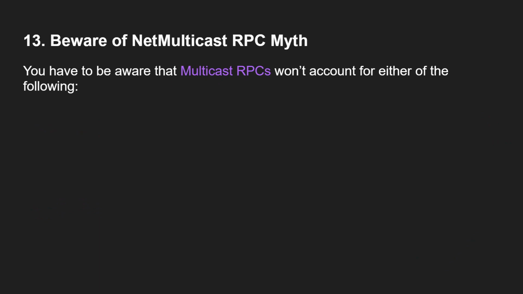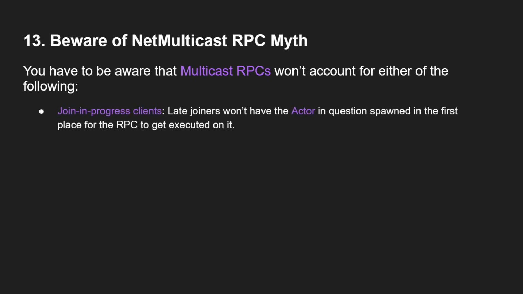Okay, so you have to be aware that net multicast RPCs won't account for either of the following scenarios. The first scenario we've already come to mention is the join in progress clients. So if your game supports late joiners, the actor in question wouldn't be there in the first place, considering that client has not joined. And you wouldn't be able to have that RPC executing on that client. And we've already seen an example with the game state where we wanted to have this welcome string printed for clients, and it was not printed for the late clients, because at that point in time they weren't joined.